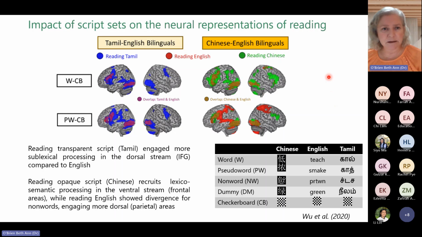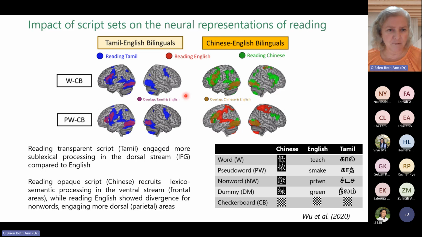And if we look at the whole brain scan, this was for the Tamil English bilinguals on the left, so their left and their right hemisphere, and then for the Chinese English bilinguals on the right, so their left and their right hemisphere. And we can see that the overlapped areas are in purple for the Tamil speakers, and they're in this kind of, I guess that's a brown color for the Chinese English bilinguals.